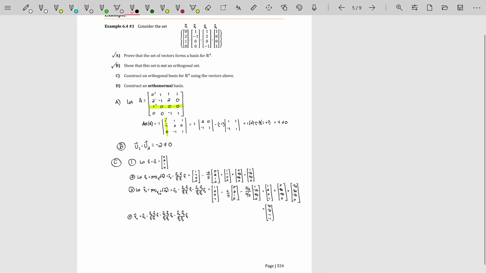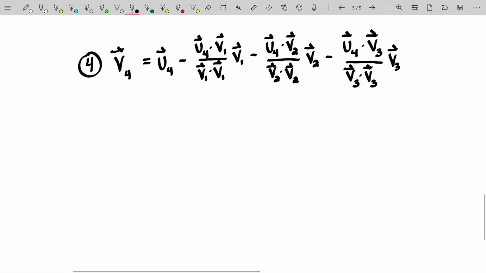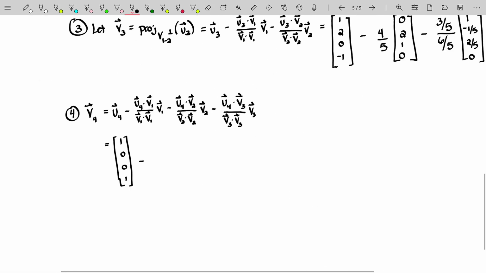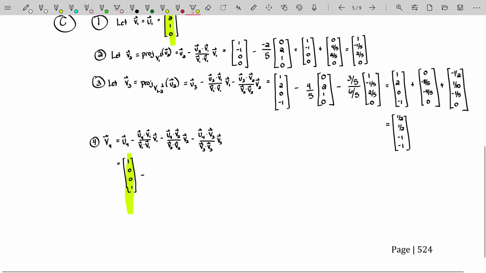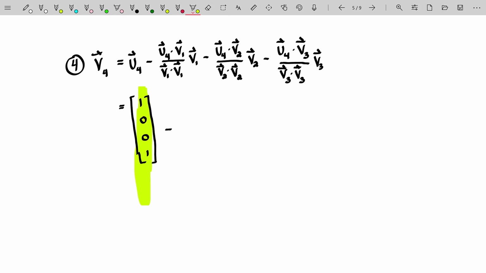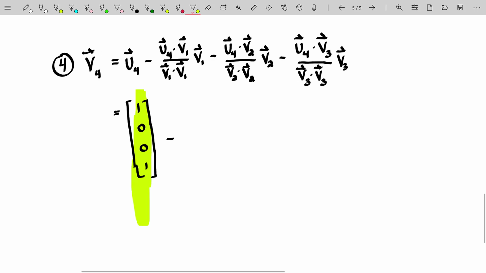U sub 4 is 1, 0, 0, 1. And now we'll do u sub 4 dotted with v sub 1. That'll be 0 plus 0 plus 0 plus 0. Oh, that's kind of interesting. That happened because those specific two vectors are actually already orthogonal to one another. So u4 and v1 are already orthogonal to each other. No biggie, just makes the math easy on that one.